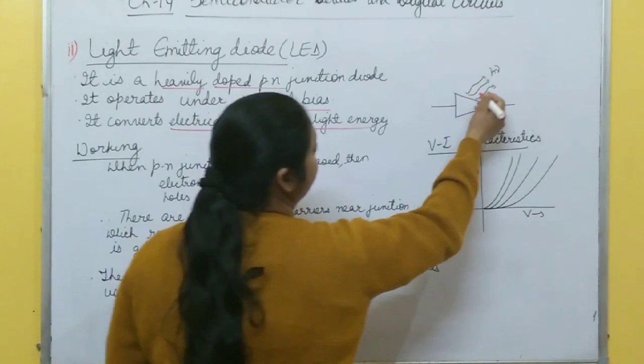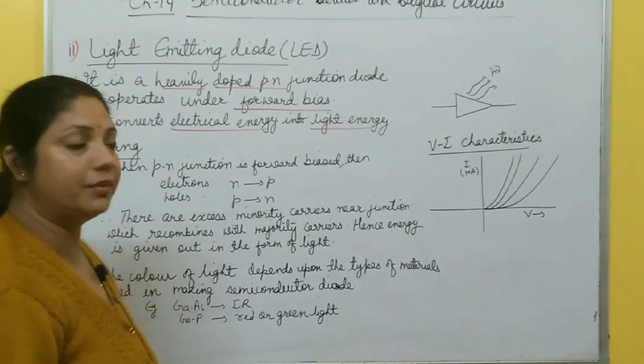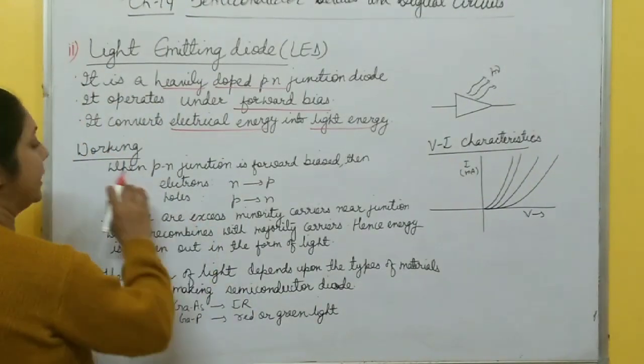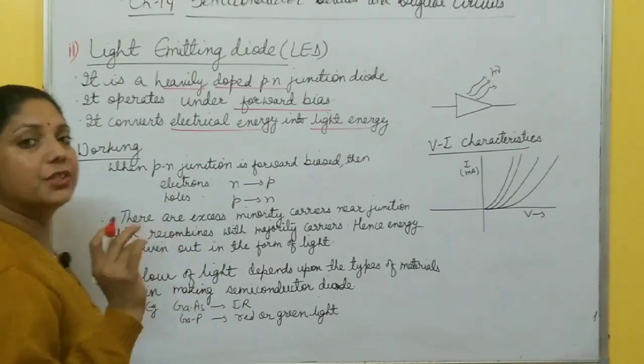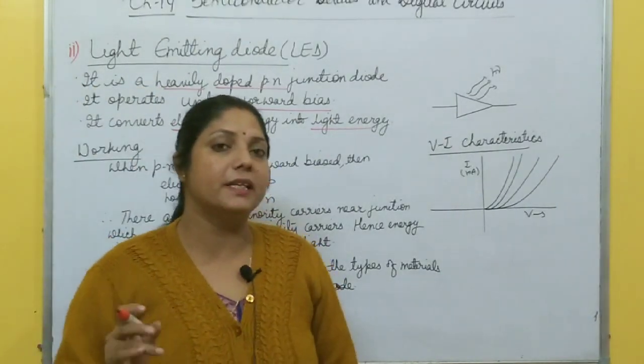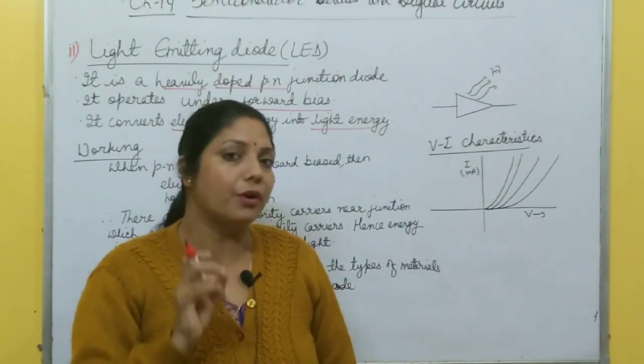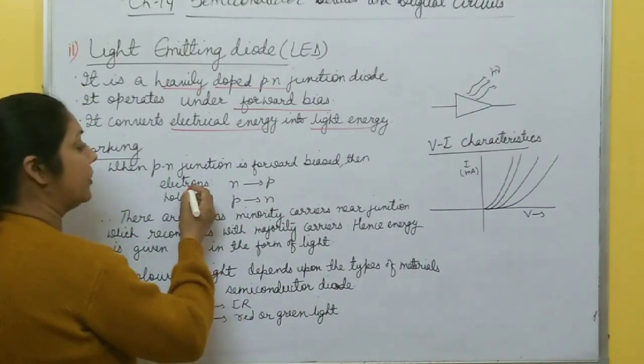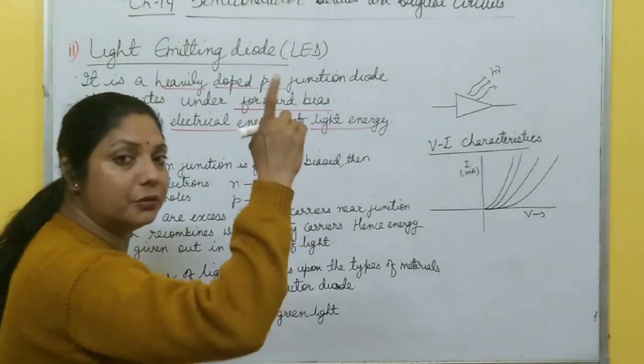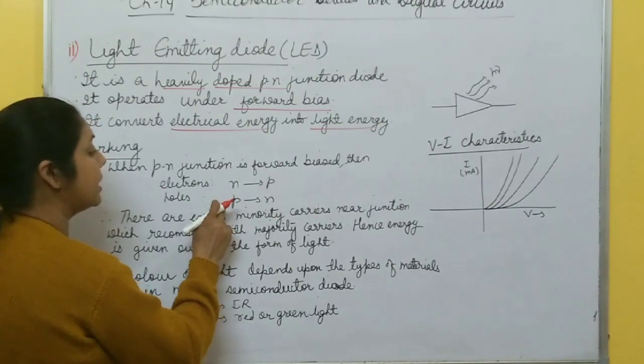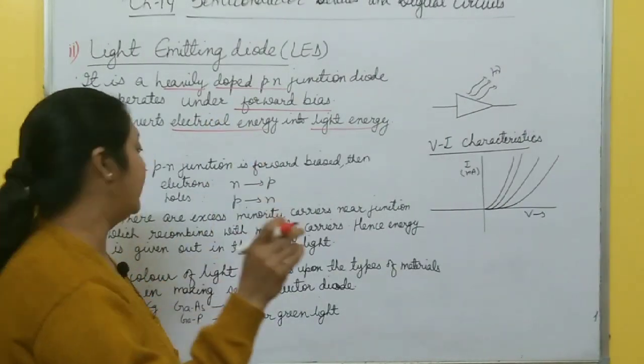It emits light of various wavelengths of different colors. Working: when a PN junction is forward biased, now what happens? When a PN junction is forward biased, then electrons start moving from N to P side and holes start moving from P to N side.